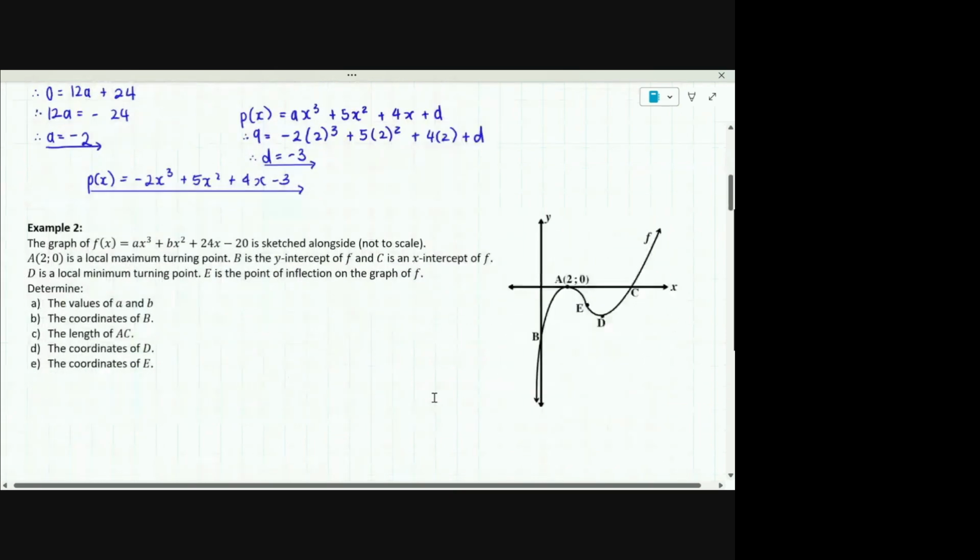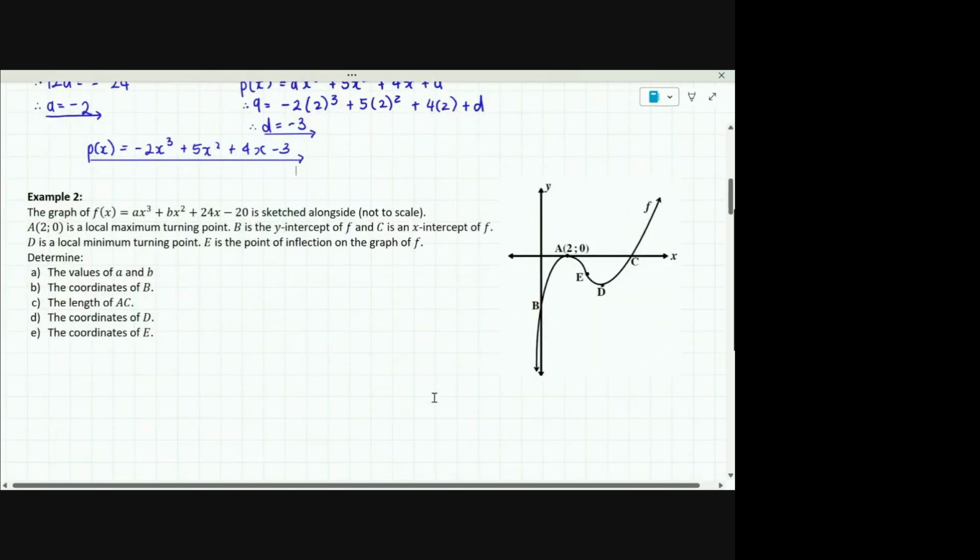So example 2, once again, we've been given a cubic function. We've been told that f of x is equal to x cubed plus bx squared plus 24x minus 20. It's sketched alongside. Now, guys, just remember, I said not to scale here, but you should remember that your diagrams are never necessarily drawn to scale. So don't rely on guesstimating coordinates. We get it looking correct, so x-intercepts where they should be, y-intercepts where they should be, but it's not to scale, so you can't go and measure, essentially.